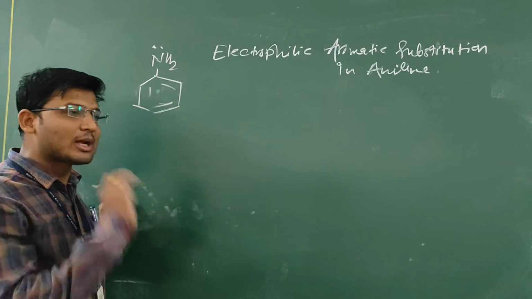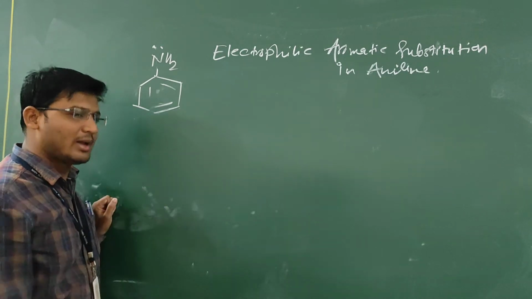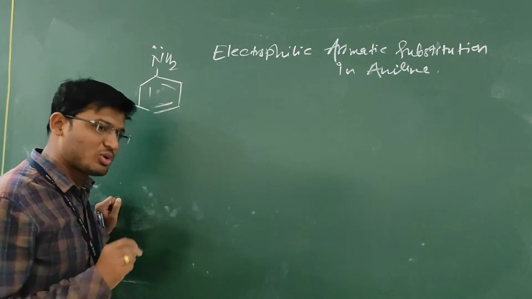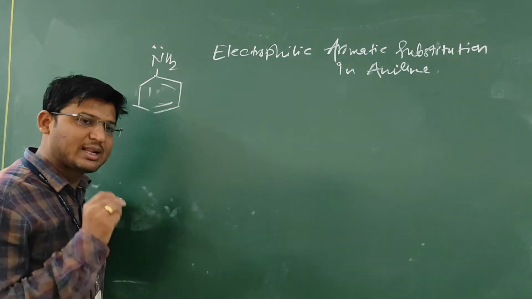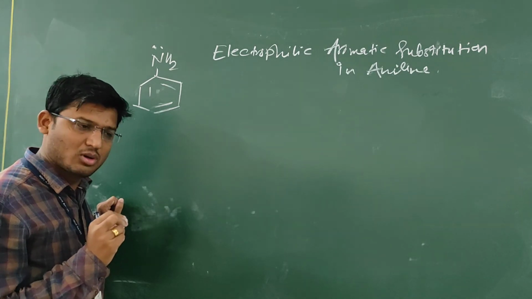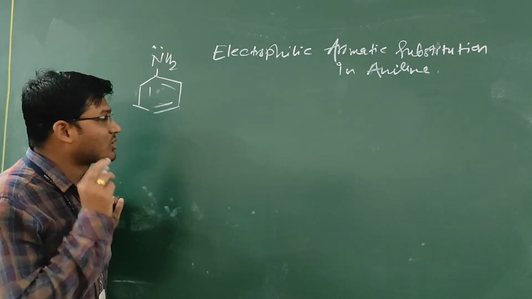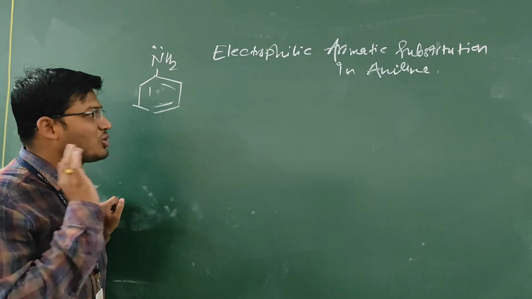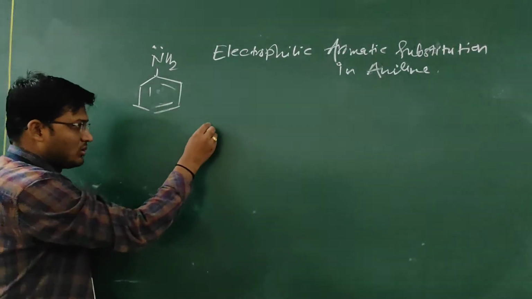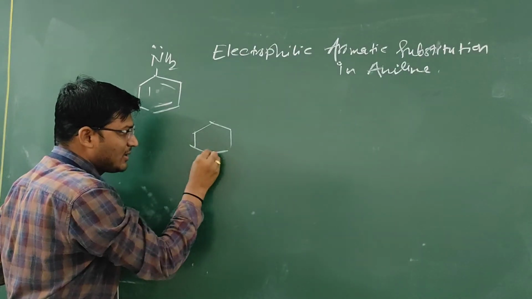Therefore, when the incoming electrophile attacks aniline, it preferentially attacks the ortho and para position. Why? The electron density at ortho and para position is more. Therefore, the electrophile attacks the ortho and para position. This is the structure of aniline.